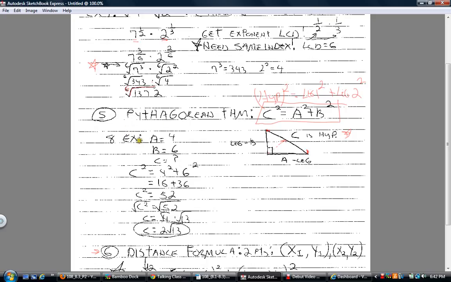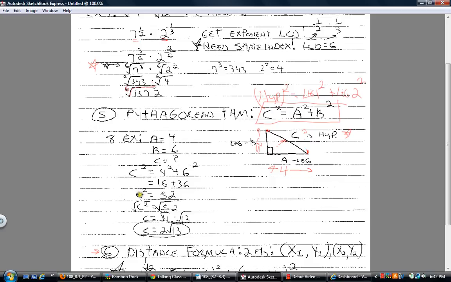They turn around. Here's an example. They say one leg is length of 4. Another leg is length of 6. What would be the hypotenuse? What's the distance on the side opposite the 90 degrees? Okay, so you start plug and chug away. C squared is what you're going to find. First leg is 4, you square it. Second leg is 6, you square it. 16 plus 36 is 52.